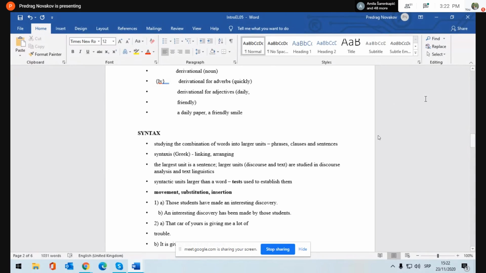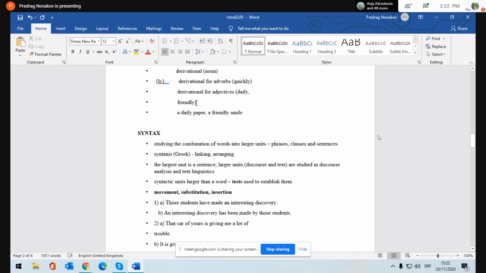I read 2 pages of this book daily. Daily, exactly. This is an adverb, yes. Znači, daily without a noun following. Yes, this is an adverb. But if you say daily paper, then it is an adjective. This is what I mean by derivation, okay?